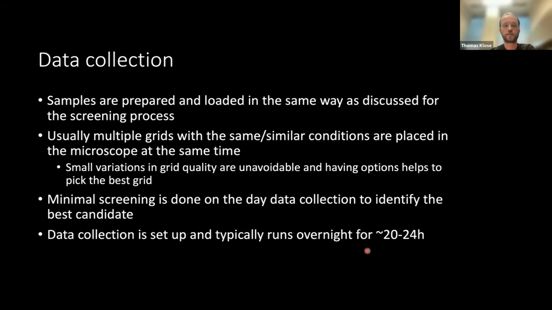And at this point, these typically run overnight. So we start sometime early in the morning, we do our minimal screening that takes about 2, 3, 4 hours. Once we have our crit, we set everything up, and then it runs for another 20 hours. And that is enough data to get a structure.